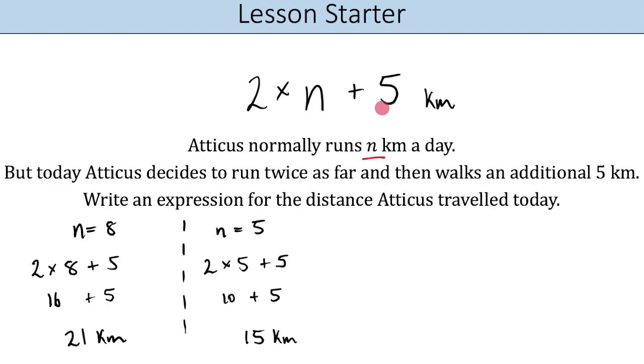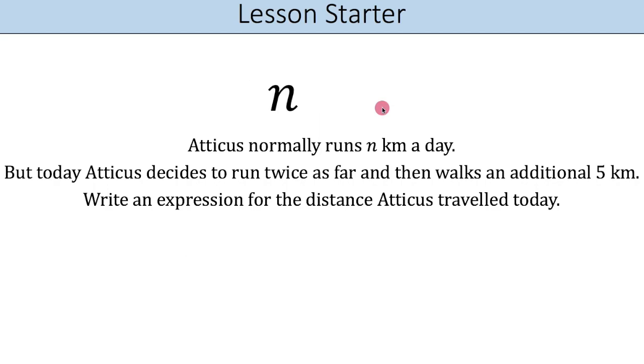So let's again just take a step back and recap what we did. So we know that he normally runs n kilometers a day. We then times 2 to that, and then we plussed 5. So we created an expression which describes this statement here. Let's now move on and learn some terminology, which is going to be crucial for your understanding of algebra.